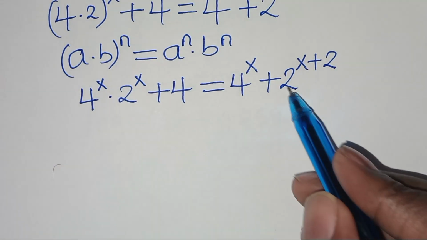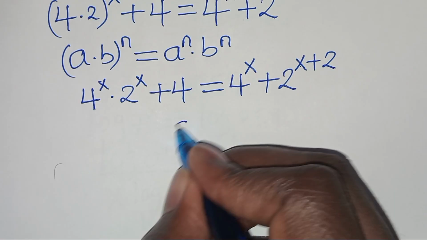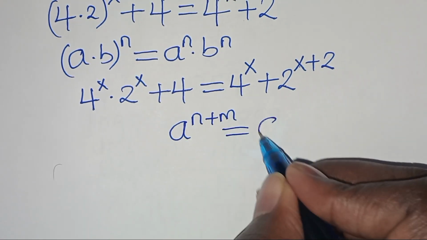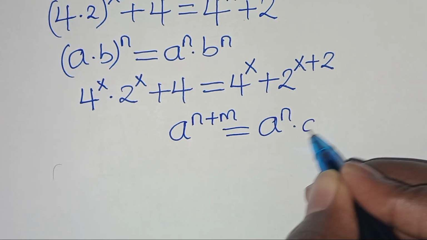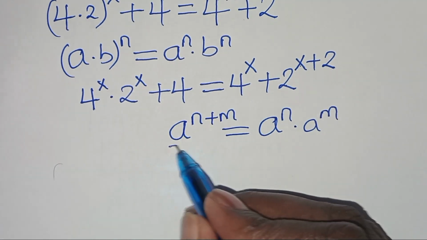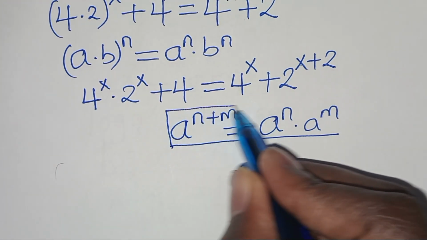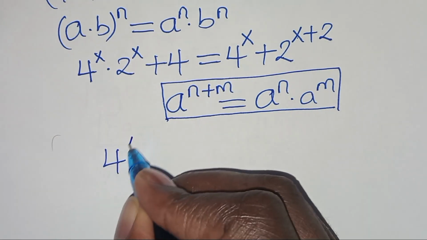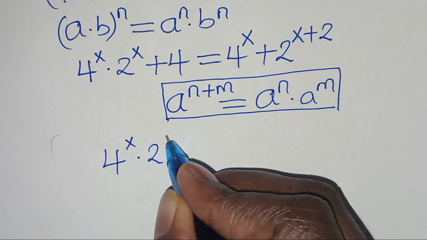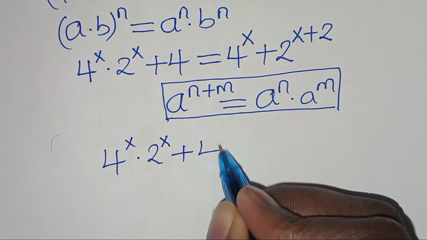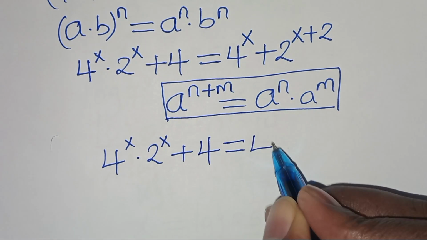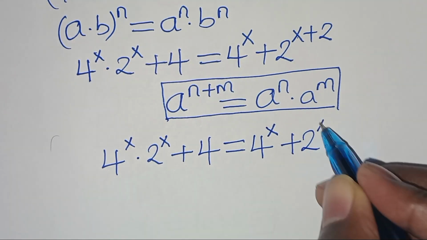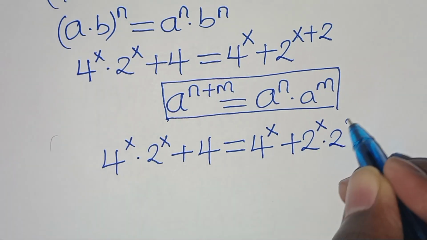The next step is that 2 to the power x plus 2, this is in the form of a to the power n plus m, which we can express as a to the power n times a to the power m. Applying this exponent property, then we have here 4 to the power x times 2 to the power x, then plus 4. This is equal to 4 to the power x plus 2 to the power x times 2 to the power 2.